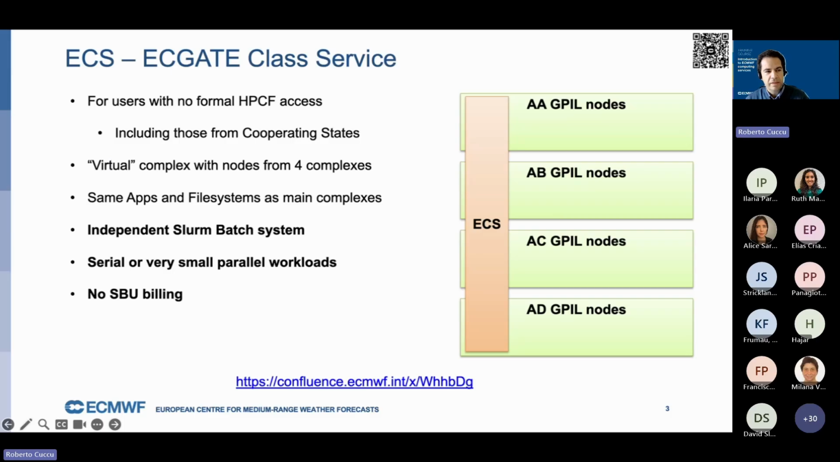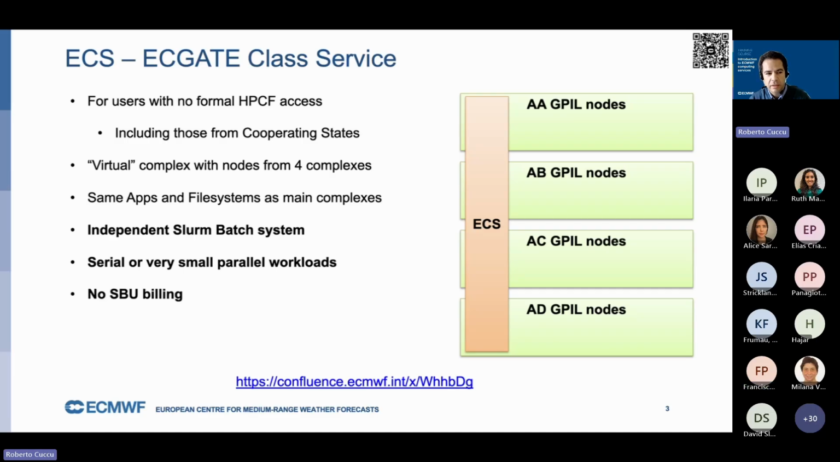Besides the HPC facility, there is the ECGate service, which is basically a subset of the main HPC that is meant to serve users that don't have full access to the HPC facility. These users might include users from the cooperating states or other users that don't require full access. So you might think about the ECGate service as a virtual complex, which is composed of nodes that are taken out from the GPL partition of each of the four mentioned clusters, so AA, AB, AC, and AD.